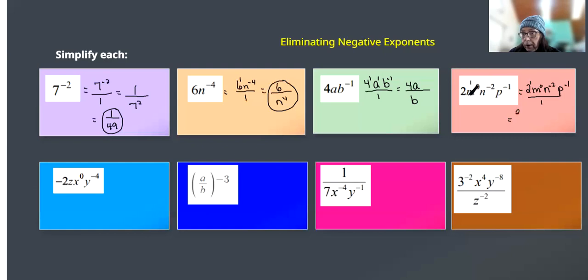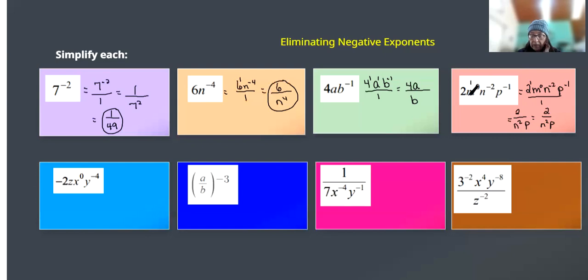Now, the 2 is to a positive 1. It stays on top. The n, that's a negative 2, so put it on the bottom. Now it's positive. The p is to a negative 1. Put it on the bottom. Now it's positive. If you want to put p to the 1 there, you can. So again, I want to write this a little neater. That's a 2 on the top. Oops, my pen stopped. Over n squared p. And there we go. La, la, la, la, la.